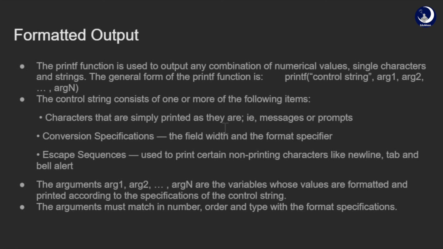That is, characters that are simply printed as they are, that is messages or prompts. Conversion specifications are nothing but the field width of the format specifier. And lastly, we have escape sequences, and this is used to print certain non-printing characters like new line, tab and bell alert. We already discussed escape sequences in the previous lecture. We will see how we are going to use it in the coming example.